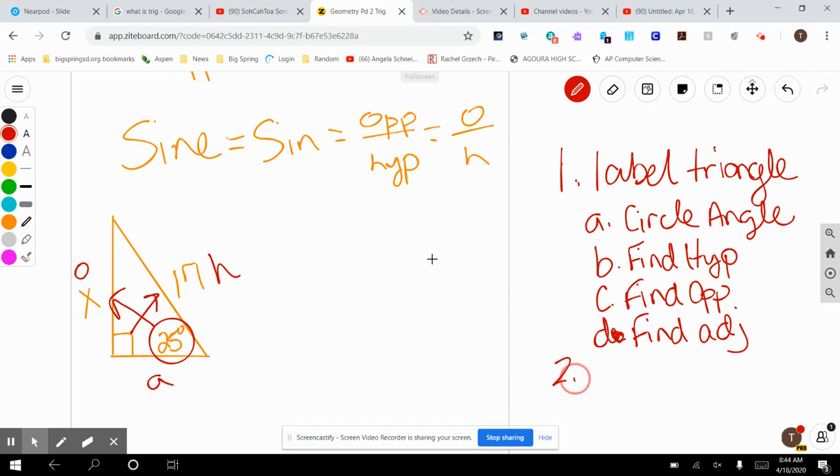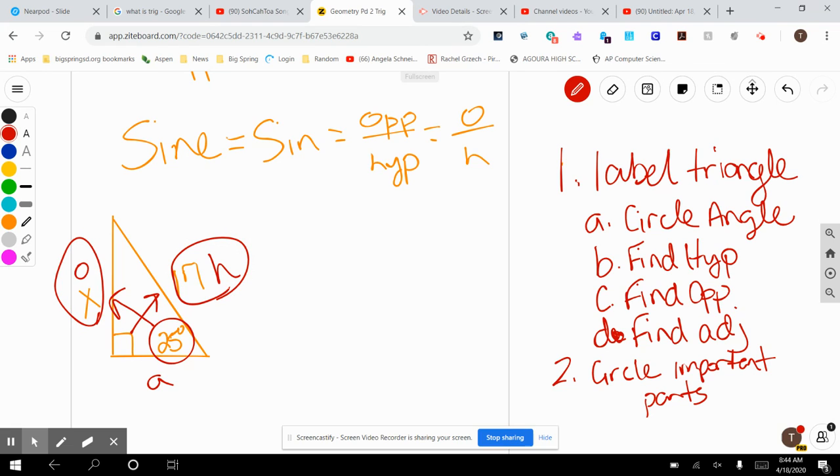Okay. Step number two is going to be to circle important parts. Okay. So we know the hypotenuse, we want to circle that, and we want to know the opposite. So we circle that. So you see the two things that we care about here, let me use green, are opposite and hypotenuse. That's why we're using sine.